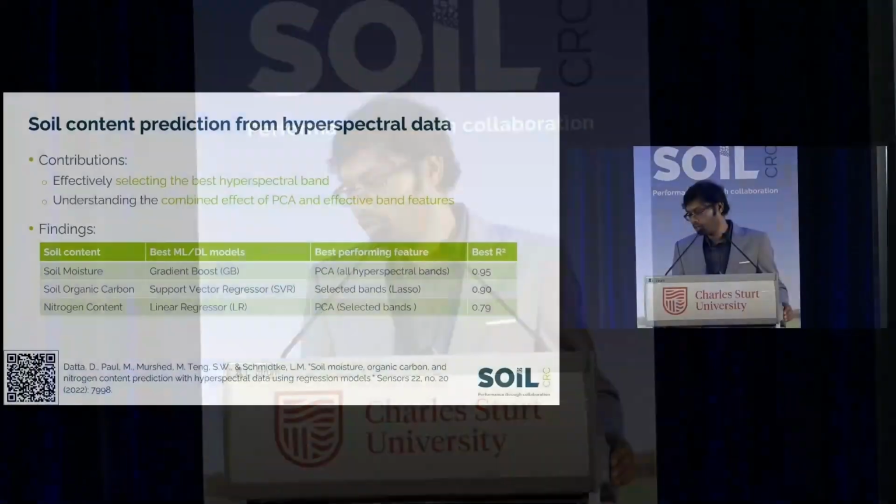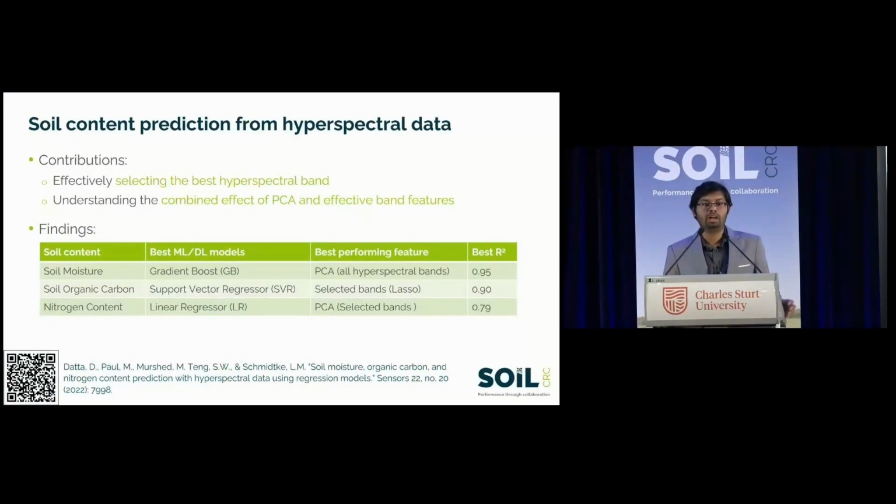So my PhD is all about predicting different soil contents, such as soil organic carbon and nitrogen, from remote sensing data. I started my research by taking hyperspectral data as a first choice. In the existing literature, there is very high potential from hyperspectral data to get information about soil carbon and nitrogen.